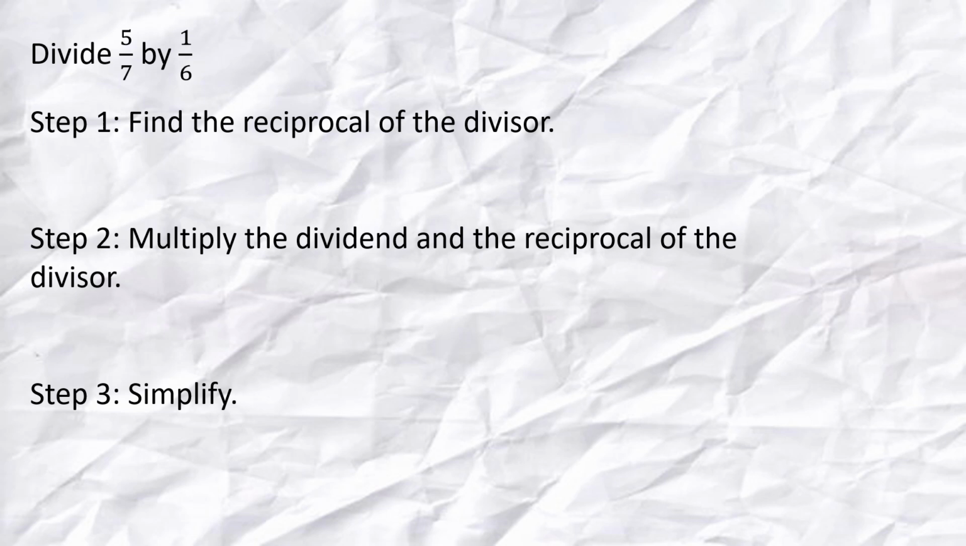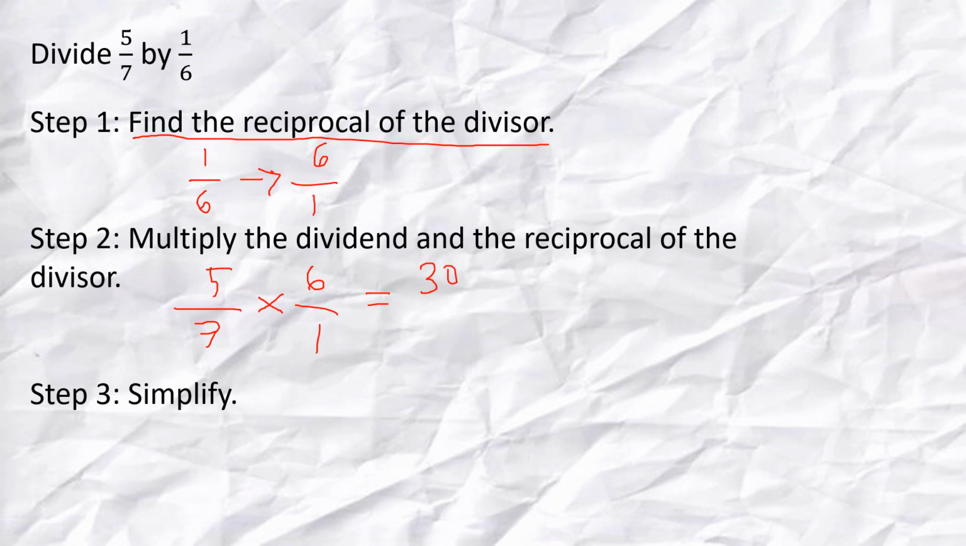Next, divide 5/7 by 1/6. Again, find the reciprocal first of your divisor. So from 1/6, it will now become 6/1. And then multiply the dividend, which is 5/7, to the reciprocal of the divisor, which is 6/1. So 5 times 6 is 30. 7 times 1 is 7. So we need to simplify it now. 30 divided by 7. So we have 4. 4 times 7 is 28. 30 minus 28 is 2. So we have 4 whole and 2/7.